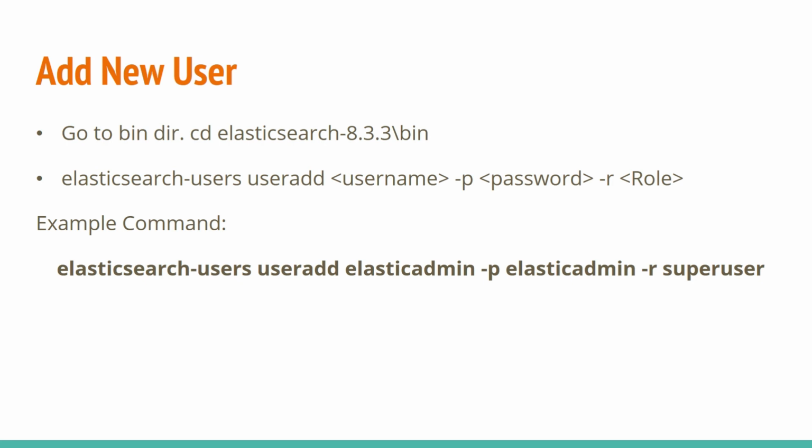To create a new user, we will have to go inside the bin directory, and Elasticsearch provides us a tool which is elasticsearch-users, which takes three input parameters. One is useradd, which is the username, second is -p, which is the password, and -r as a role. So if I execute the below command, it will create a user which is elastic admin with the password elastic admin and having the role as superuser. Let us quickly create this user.